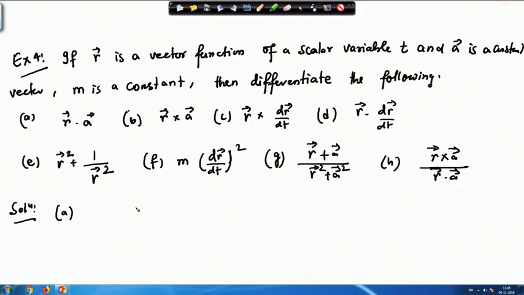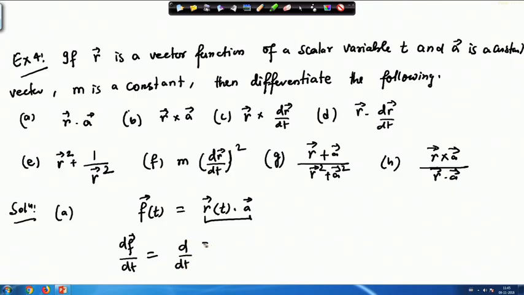So the problem A, let us call this function as f(t), where f(t) is equal to r(t), because r is a vector function of scalar variable t, dot product with A, where A is a constant vector. So if I am differentiating this function with respect to t, this will be d/dt of r(t) dot A, and this can be written as dr/dt dot product with A plus r dot dA/dt.